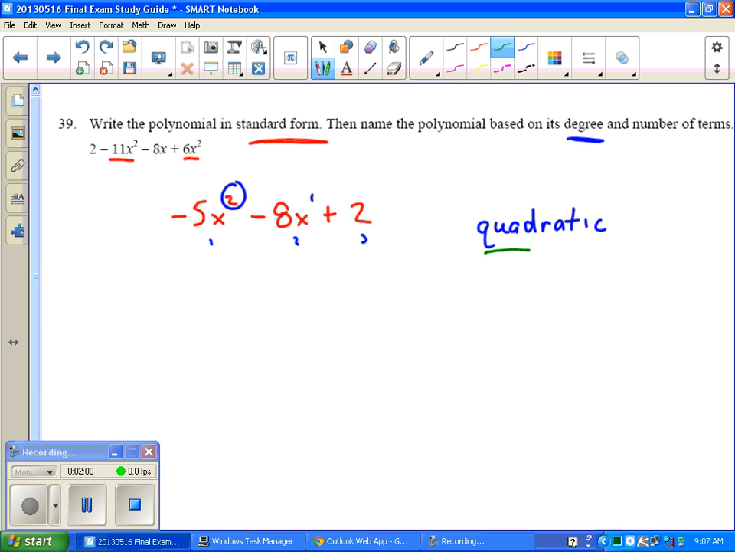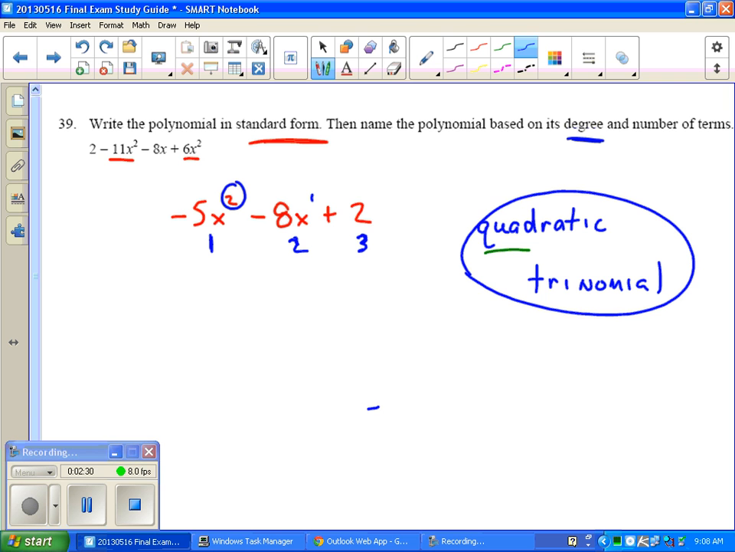Quadratic. And it says, and name it based on its number of terms. We actually did that one a second ago by accident. There's 1, 2, there are 3 terms. So we call it a quadratic, and the prefix for 3 is tri, trinomial. And nomial just means number. So a quadratic 3 number, quadratic trinomial. And this is your answer, quadratic trinomial. This is it written in standard form. It asks you first to write it in standard form, then to name it.